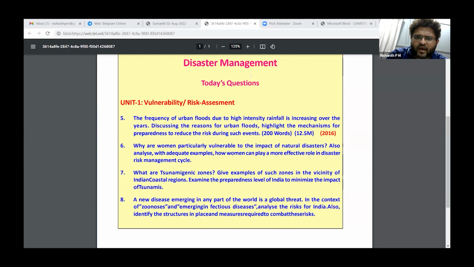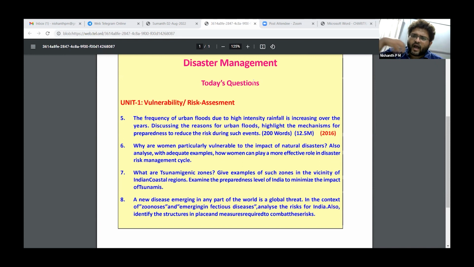Yes. And then the second half of the question is about how women can play a more effective role in the disaster risk management cycle. So how can they act in an important way? If they have proper awareness about disaster risk management, they will try to educate their kids about how disasters have to be handled and how they have to be mitigated.